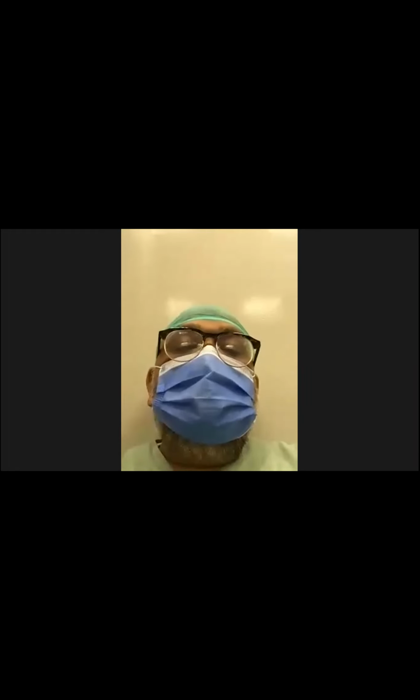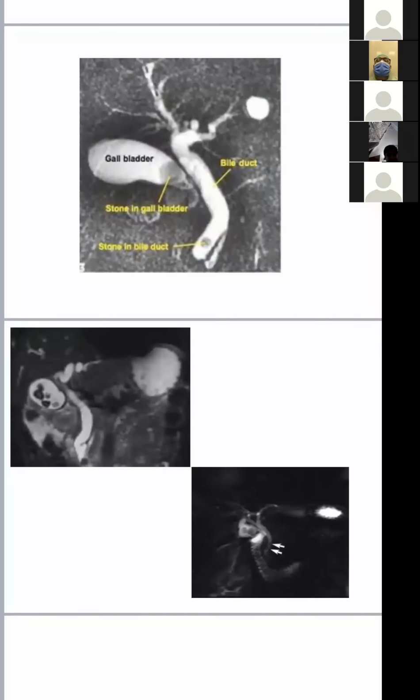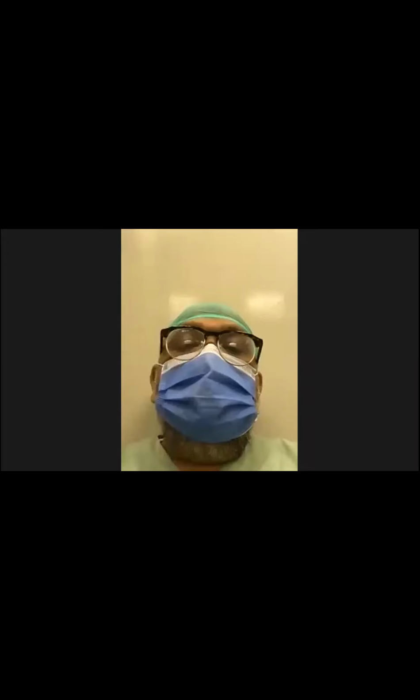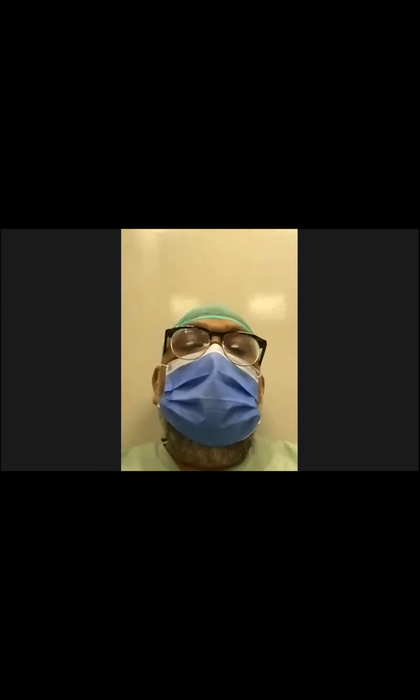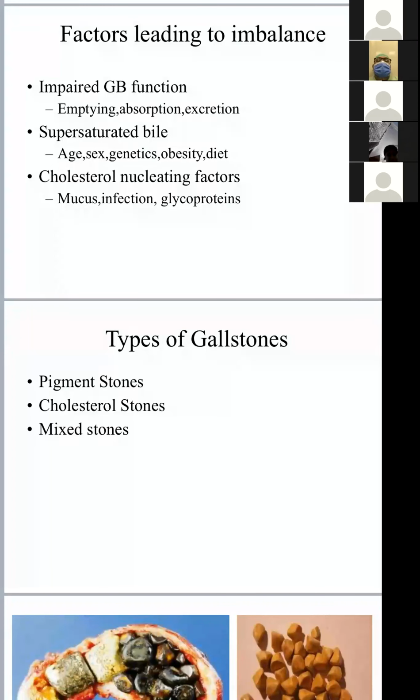Okay. Now, what are the types of stones? The types of stones are pigment stones, cholesterol stones, and mixed stones. This is something that you have to remember. There are three types of stones: the pigment stones, the cholesterol stones, and the mixed stones. The pigment stones are the black colored stones, the mixed stones are blackish brown, and the whitish creamy colored stones are the cholesterol stones.